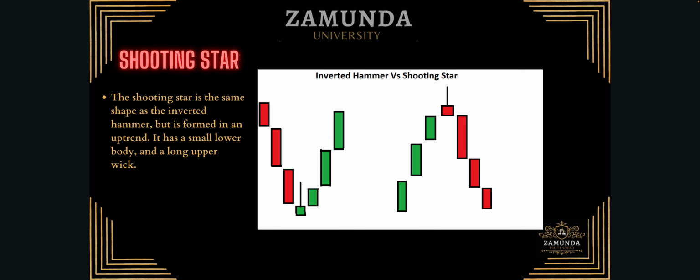The shooting star is the same shape as an inverted hammer, but it is formed in an uptrend. It has a small lower body and a long upper wick. It represents buyers pushing price up, but sellers taking price down and exposing their presence. It signifies a possible reversal to the downside.